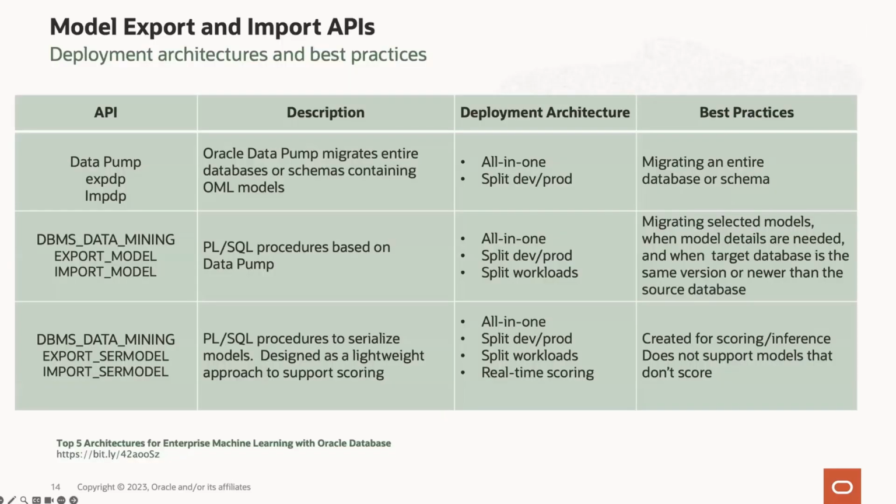So in summary, there are 3 different sets of APIs for model migration, and all of these APIs are available for Autonomous Database and Oracle Database on-premises and DBCS. Sherry will show examples of the export model and export SIR models in the demo coming up. The traditional data pump, ideal for full database or schema migration, can be used again with a single database or a split development and production architecture. DBMS data mining provides the 2 sets of procedures for model migration. Export and import model migrates selected models to and from a dump file.